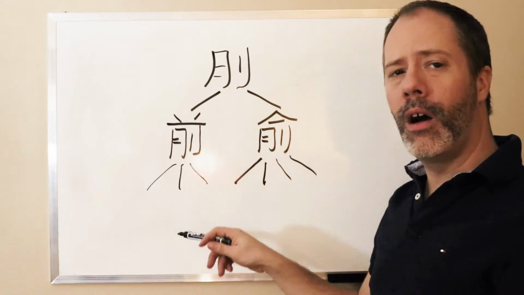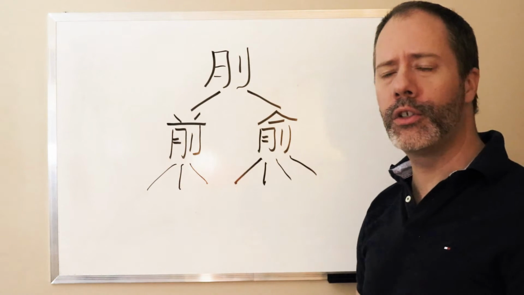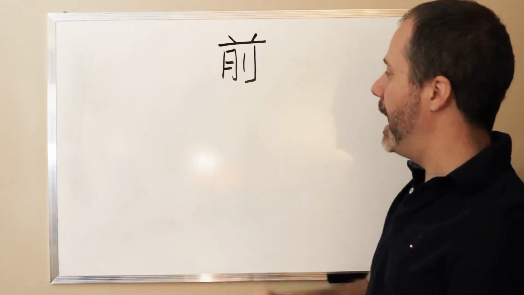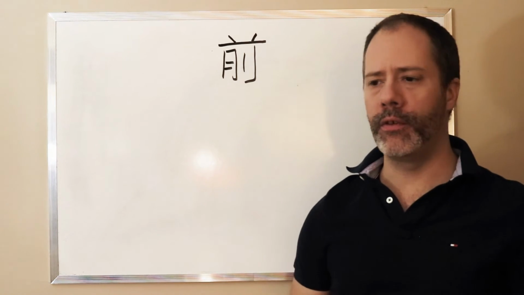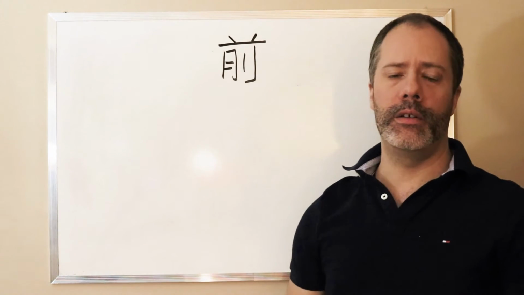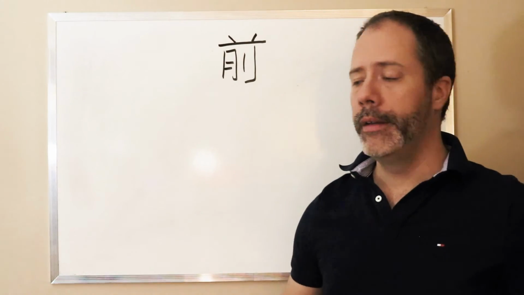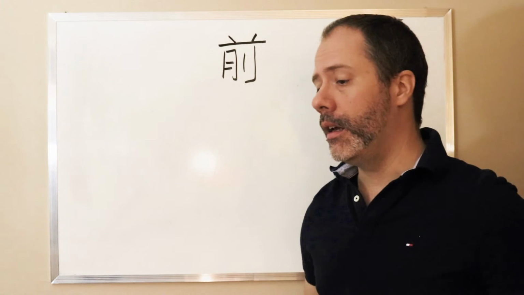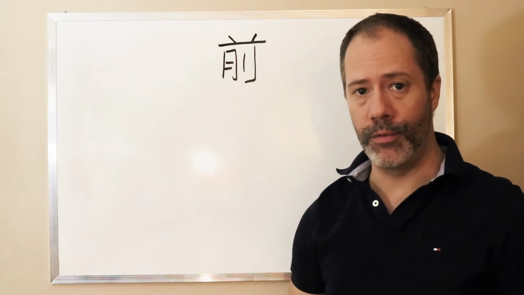So what radical or other character can I add to those two to create other characters? Very useful. Let's start first with qian. Qian means before. It's used in sentences like 10年前, 10 years ago, or 以前, before. So there's always a notion of forward as well, 年前.